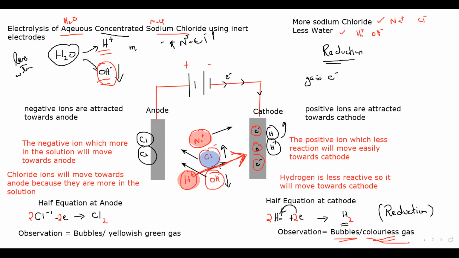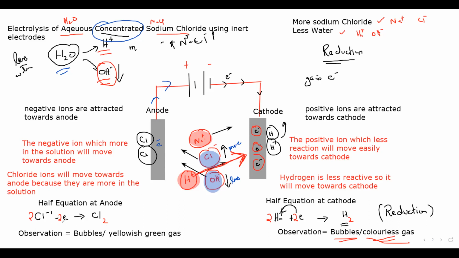the criteria is not the reactivity; for the negative ion, the criteria is the amount. In the beginning, it is written electrolysis of concentrated solution. Concentrated solution means it contains less water and more salt. So less water means there are fewer OH ions and more Cl ions. The negative ions which are more in the solution will move towards the anode and lose their electrons and turn into a gas.